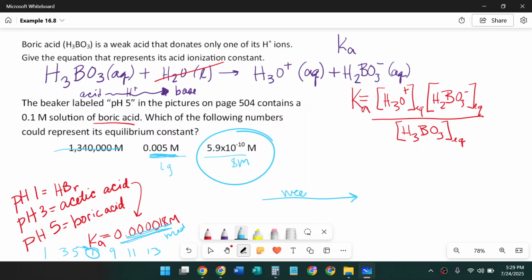So, a weaker acid is going to have a smaller Ka. And then a stronger acid goes the other way. Stronger is going to have a larger Ka.